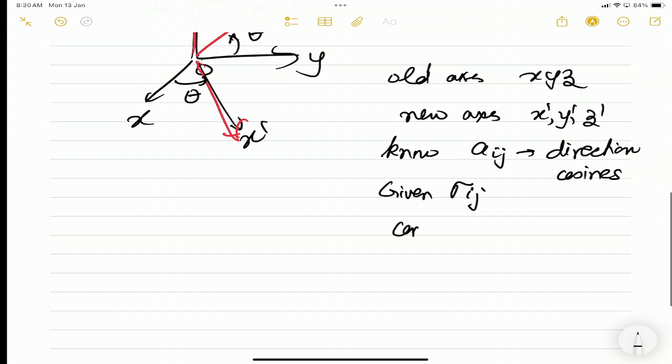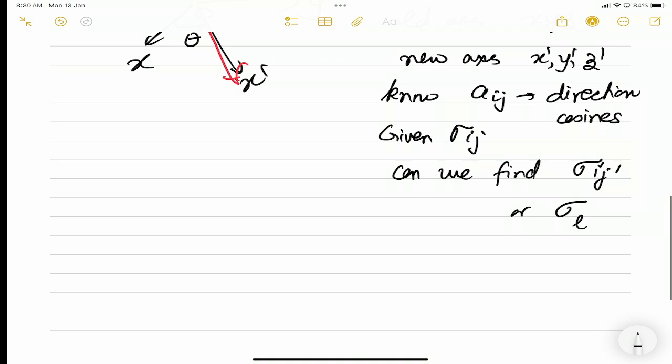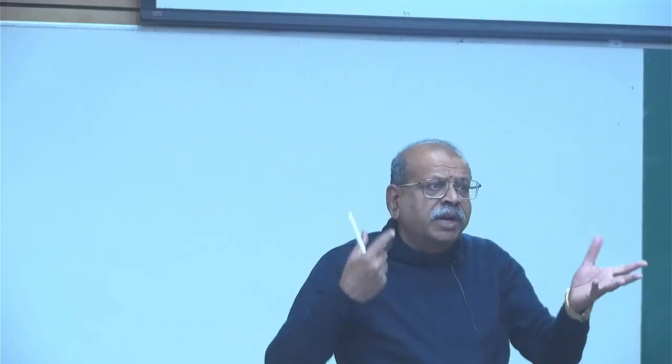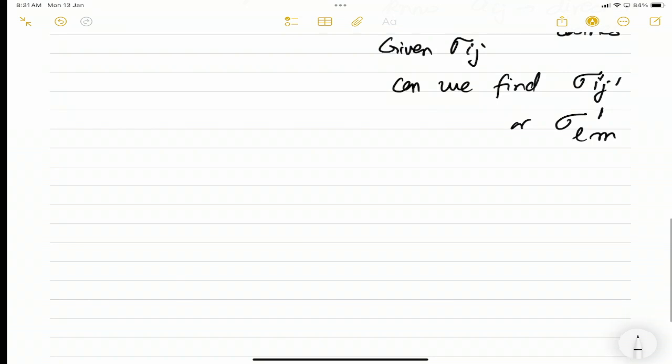given sigma ij, can we find sigma i prime j prime? Or I will call it, instead of using the same index, sigma Lm prime. So prime represents the rotated index. Okay? So now let's try to see what is sigma prime Lm. We have seen that at the start of this class in terms of sigma ij.